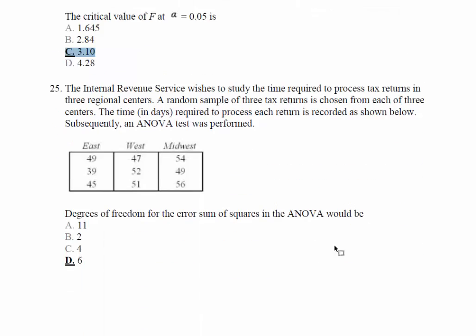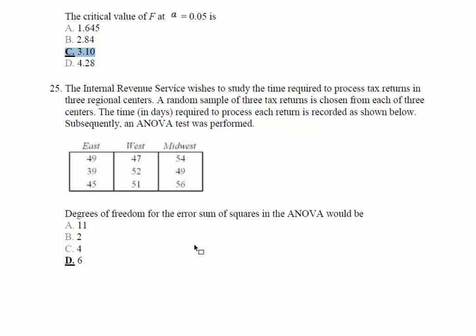Okay? Number 25. The Internal Revenue Service wishes to study the time required to process tax returns in 3 regional centers. A random sample of 3 tax returns is chosen from each of 3 centers. Time in days required to process each return is recorded as shown below. Subsequently, an ANOVA test was performed, and from East, West, and Midwest region of the country. The degrees of freedom for the error sum of square would be what?